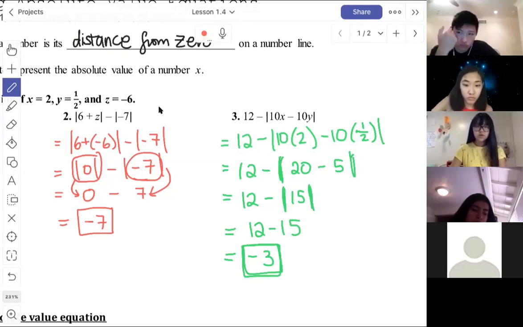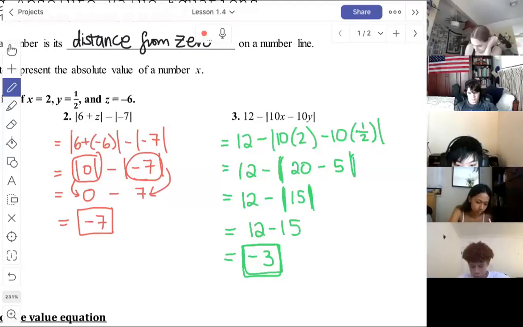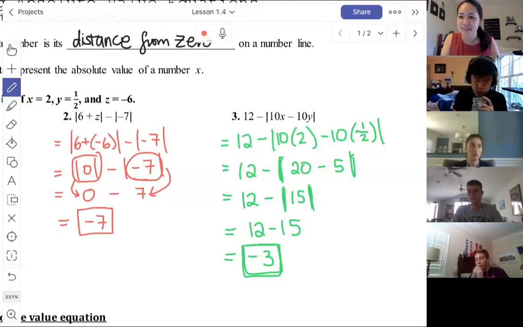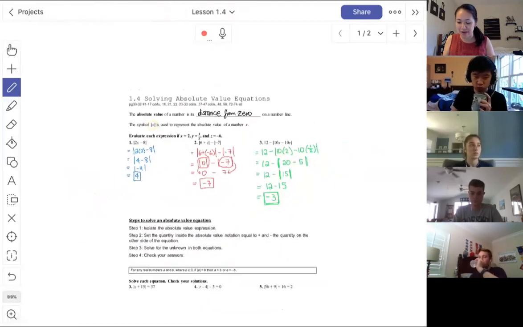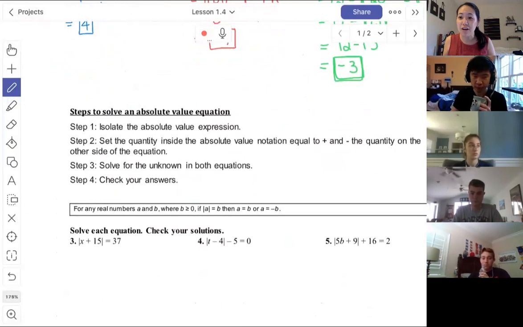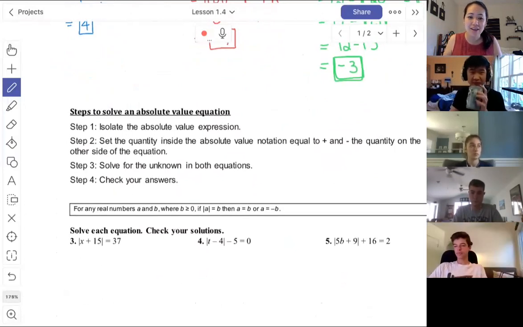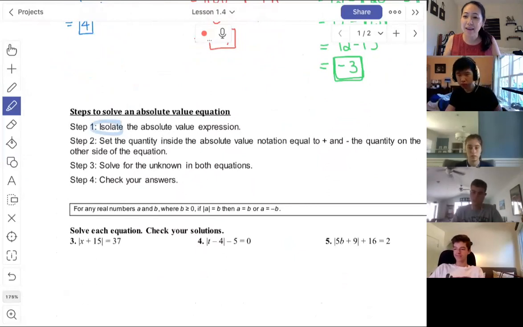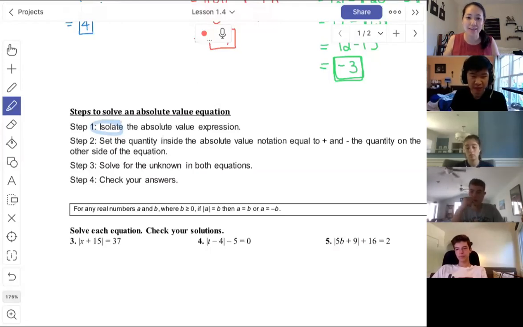Yes, Caitlin, if you haven't already, go ahead. Are there any questions on number 3? Okay, let's go to the second part of this lesson, which is now, instead of just simplifying, we're going to solve an absolute value equation. Here are your 4 steps. Step 1 is to isolate the absolute value. Very important first step. If anybody makes careless mistakes, it's because they forgot the first step. So make sure you isolate the absolute value.